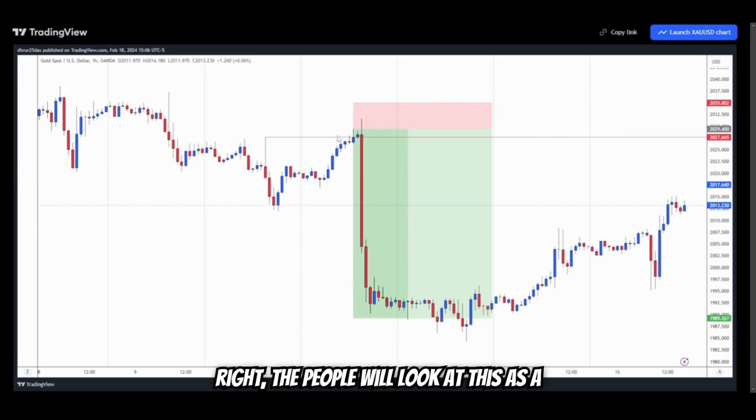The people will look at this as a resistance, okay? And they will look at this low as a resistance, right? And they will look at this one as support, and it will go above this resistance, and they will take a sell at this resistance.